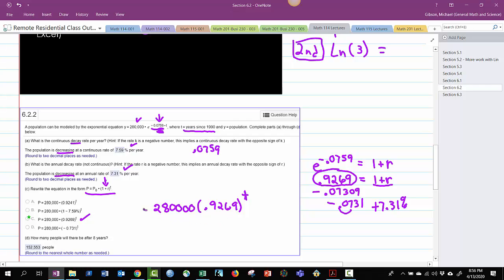Okay, last step. How many people will there be after 8 years? Well, I'm just going to go ahead and use this one right here, and I'm going to plug the 8 in for the t. So 280,000 times 0.9269. Hit the exponent key, right? And then instead of the t, I'm going to put in the 8.